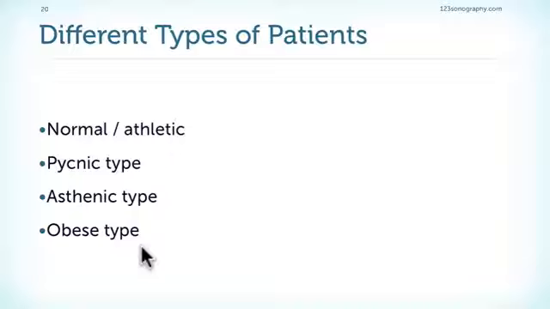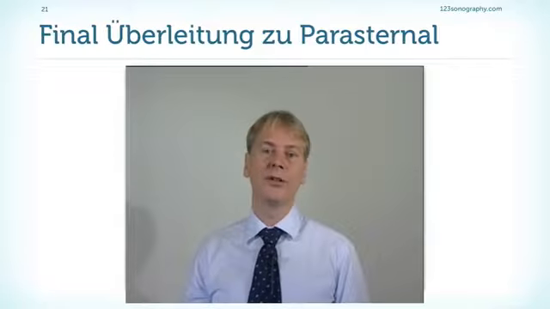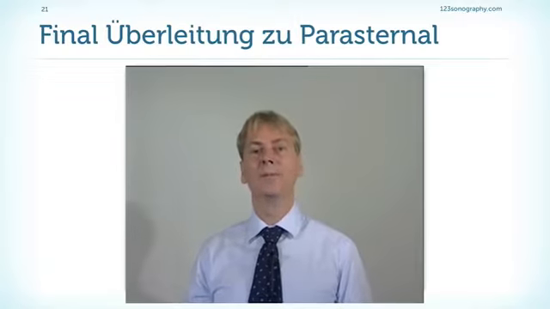Finally, I just want to mention that it makes a difference if you image a patient who has a normal habitus or athletic habitus, or if he is more pyknic, asthenic, or obese. These types obviously influence the position of the heart and thereby your transducer position and also the window. But I'm certain that if you image a lot of patients, you will intuitively know which patient type will have to be imaged from which position or where the window is in these patients. So let's start with the first window that we use in every patient, the parasternal window.